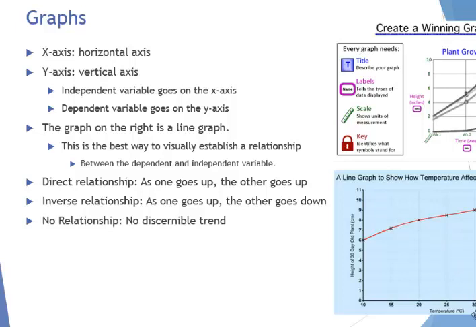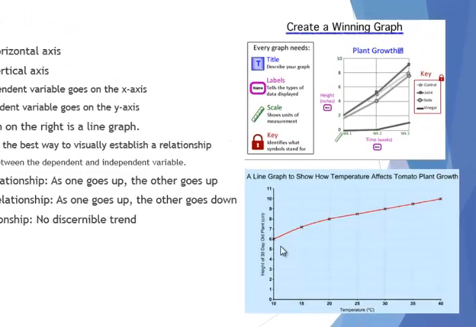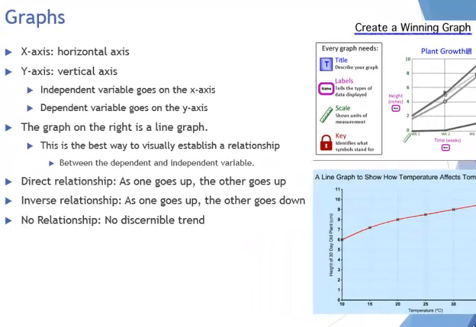Or you'd have no relationship, where there's no discernible trend. No relationship would either look like a flat line, going something like this, which means as the temperature went up, it really didn't have any impact, or it's just like kind of a wild array, like one here, and then one here, and then one here, and so on. In other words, there's no real trend in one direction or another.